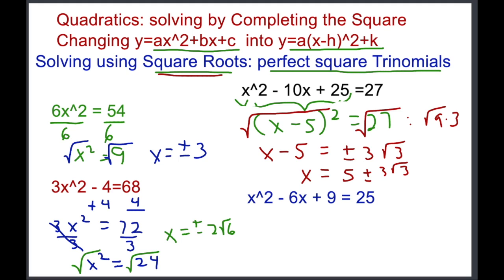Here's another example of the same kind that you may want to practice through on your own paper, doing the same thing. So this next problem, again, this is a perfect square trinomial. So I'll leave that one for you to try on your notes.